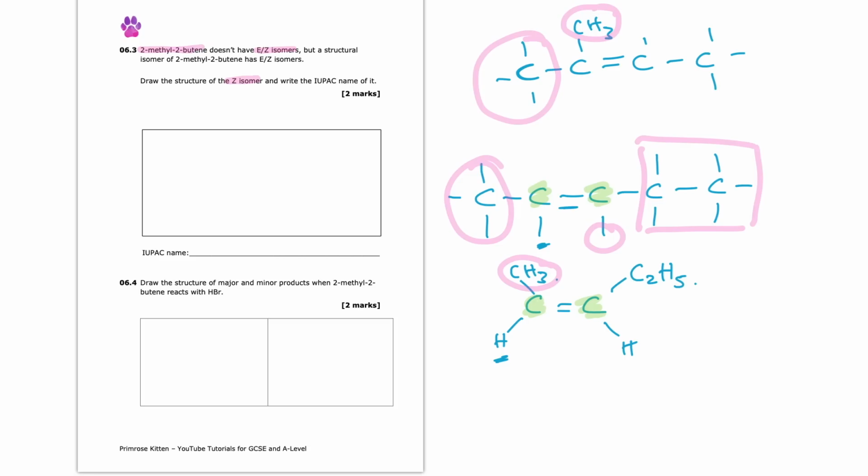Whenever I need to draw EZ or cis-trans isomers, I like to draw it in that format with the CC double bond in the middle and then everything branching off of it. So it looks a little bit like how you would normally draw ethene. Obviously it's not ethene. But here, because they want the Z isomer, which is the same as a cis isomer, they're on the same side. I've already actually drawn it.